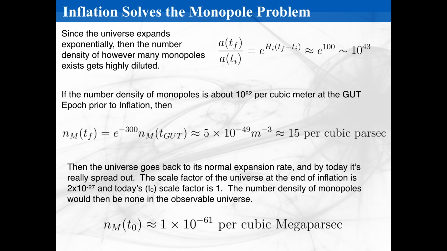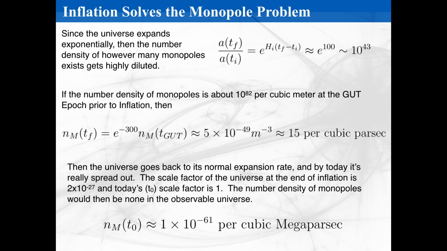just at the beginning of the inflationary epoch, then after inflation, there would be 15 per cubic parsec. And then the universe expands and expands and expands and pushes them farther and farther and farther apart. So now we would expect only one in 1.1 times 10 to the minus 61 monopoles per cubic megaparsec. So basically the universe has expanded such that they're all so far apart that we'll never see any one of them.